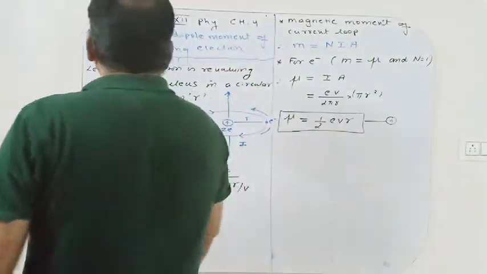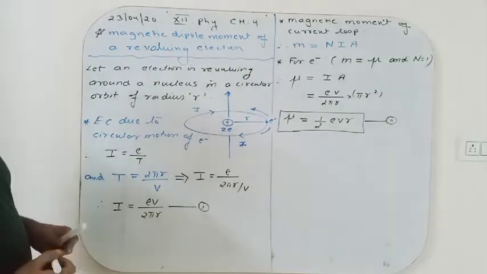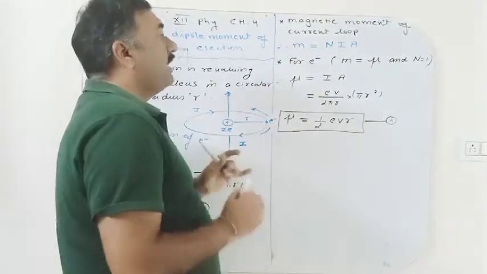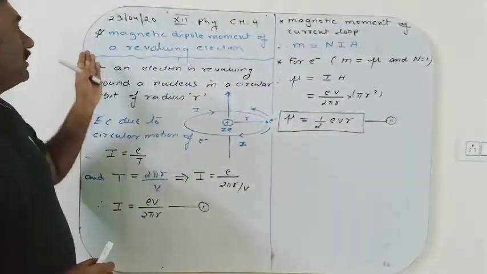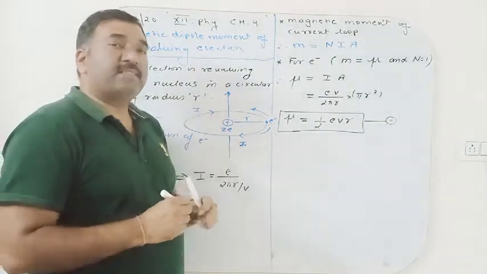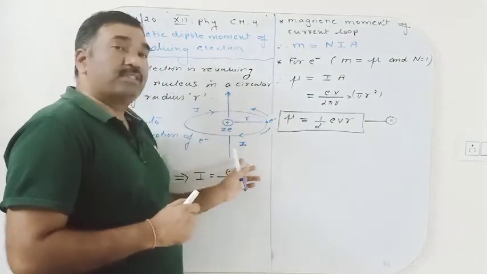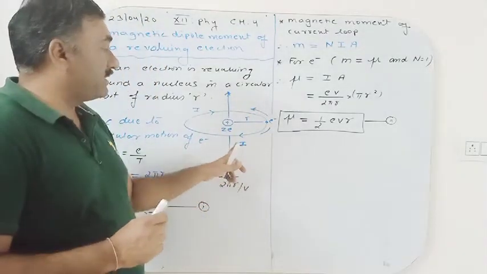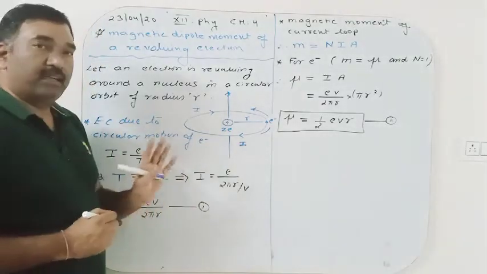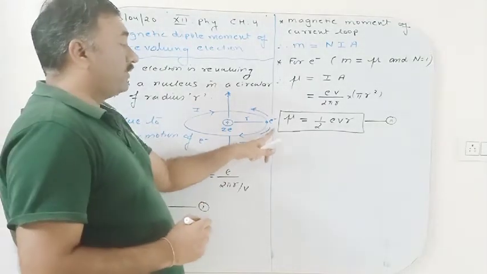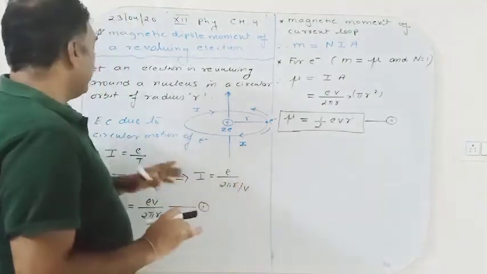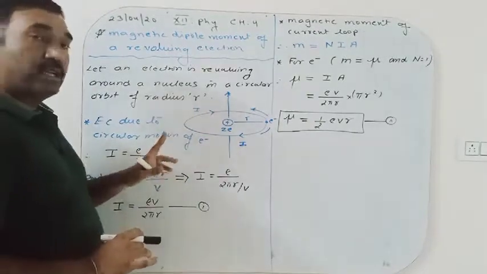Dear students, continue with the topic. Already we know that the magnetic moment is M equal to N I A, and in this topic we are going to learn about the magnetic dipole moment of a revolving electron. As the electron revolves around a positive nucleus in a circular orbit of radius r, due to the motion of the electron, which is a charged particle, it produces an electric current. The motion of the electron and the electric current are in opposite directions.